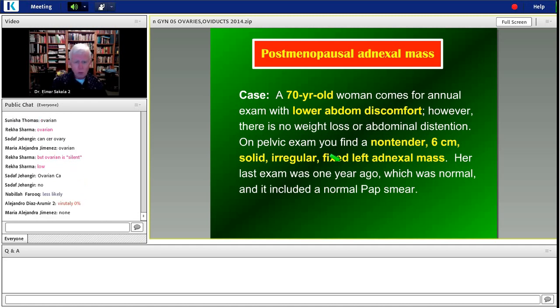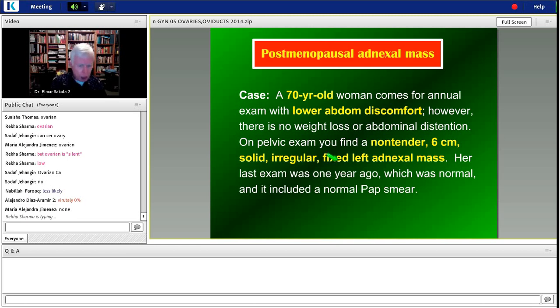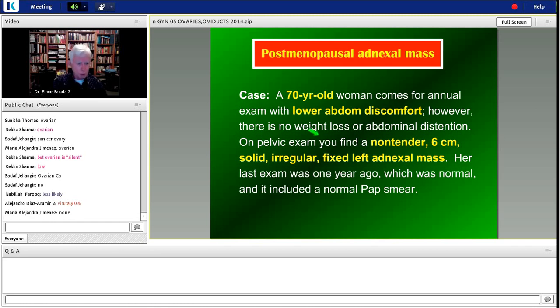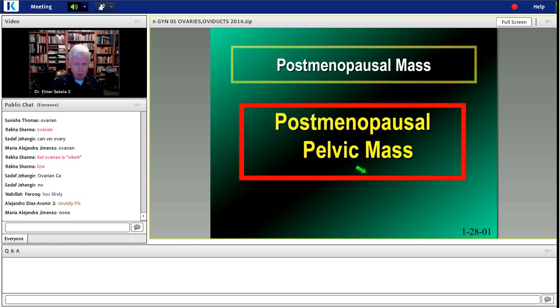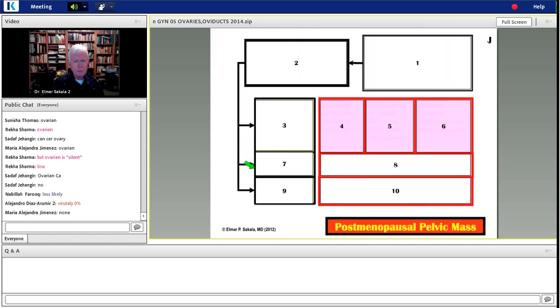There is no adnexal mass which is solid, irregular, fixed, which is functional, and certainly in a postmenopausal woman. This is really concerning for ovarian cancer. So let's look at our handout for ovarian cancer. We'll start out over here.